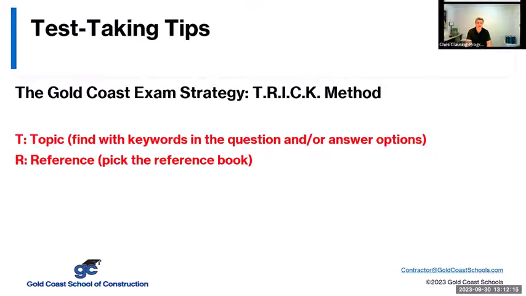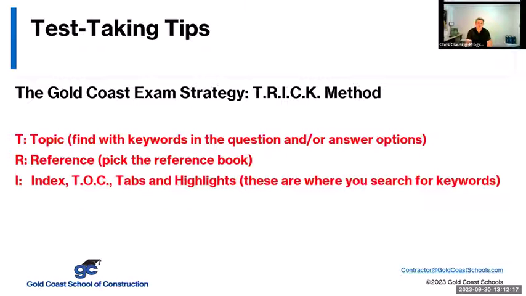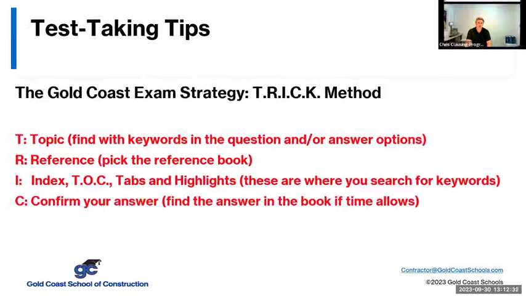Once we have the right reference, then we need to use that topic or keyword we found in step 1 and identify it within the index or the table of contents, or maybe our tabs or sections within our highlights once we've had the books highlighted. So this is where you're going to search for those keywords. Then once we kind of know which section of the book it is, we've got to go in there and try to find the answer specifically.